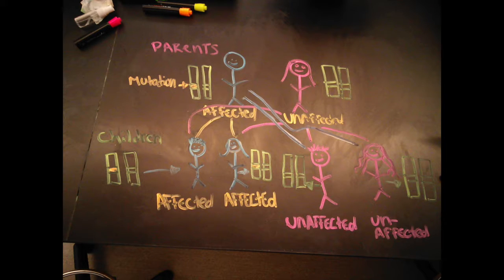The picture of the parents. The male parent is affected with Huntington's disease and the female parent is unaffected. The male parent has a mutation in one of his genes. The female has no mutations.